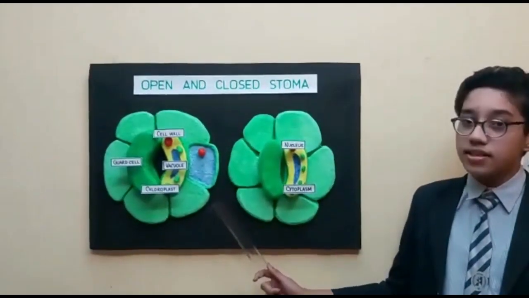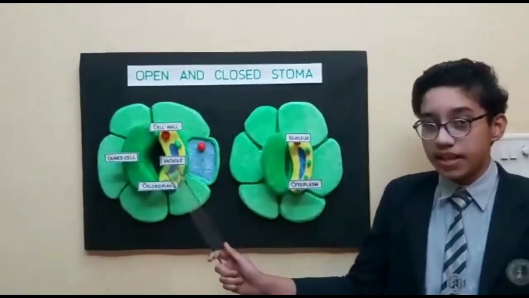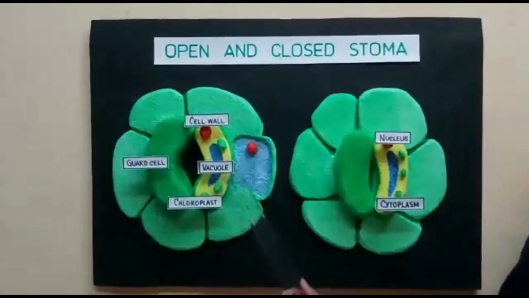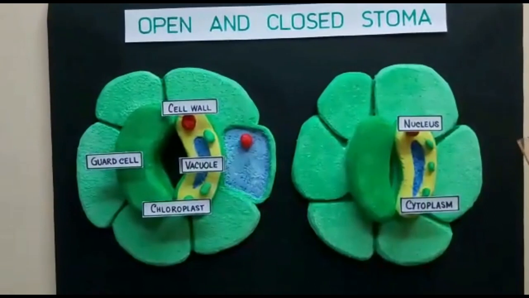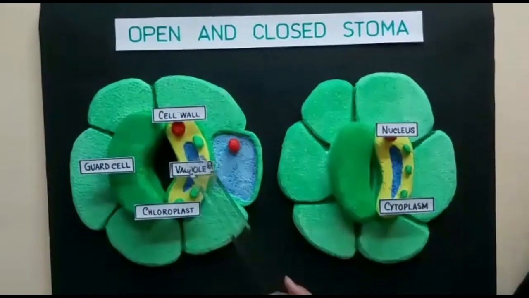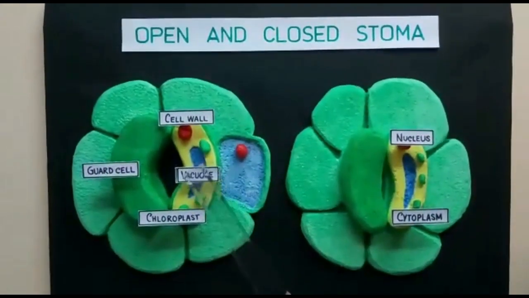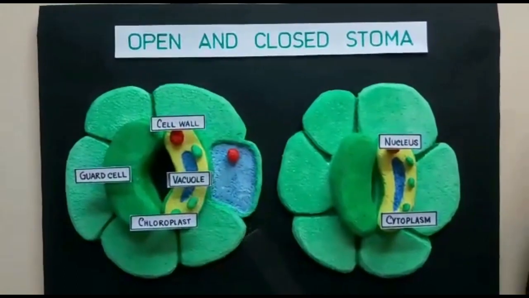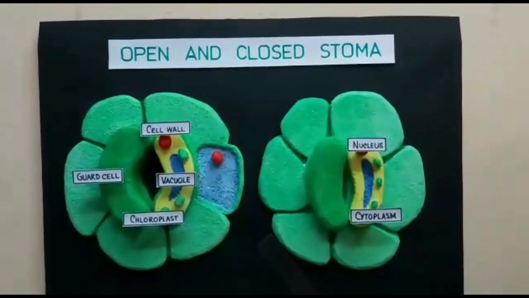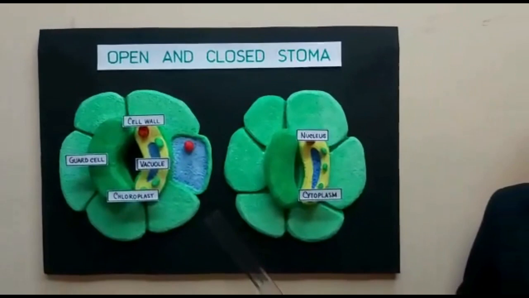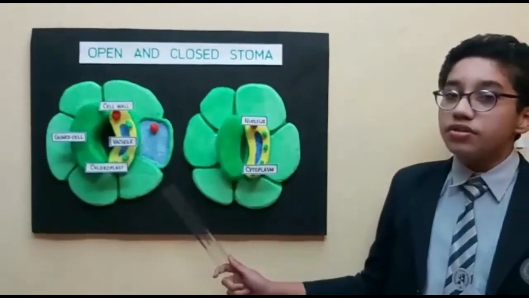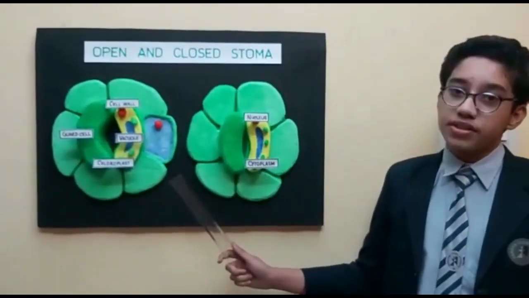The stomata are surrounded by 2 bean-shaped cells called guard cells which regulate its opening and closing. The inner walls of the guard cells are thicker than the outer walls. During the day, the roots absorb water due to greater transpiration pull and it is transported to different parts of the plant through the xylem.